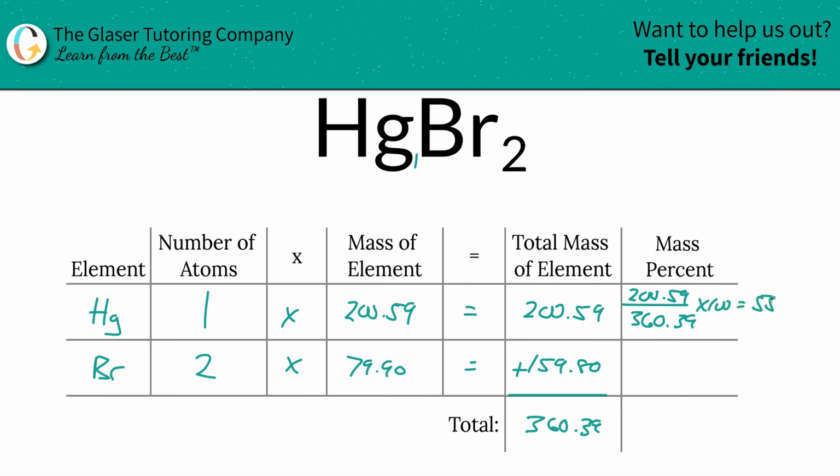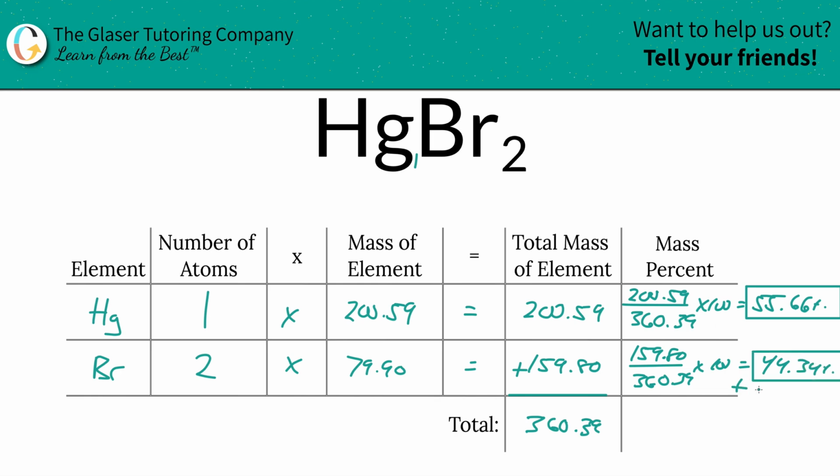Once we do that, the answer works out to be 55.66 or so percent. All right, that's the percent for mercury. And the same thing for bromine. We're going to take the total mass of the bromine, 159.80, divided by the total mass of the compound, 360.39. Multiply that by 100 to get it into a percent. And lo and behold, we get roughly 44.34. All right, 44.34%.